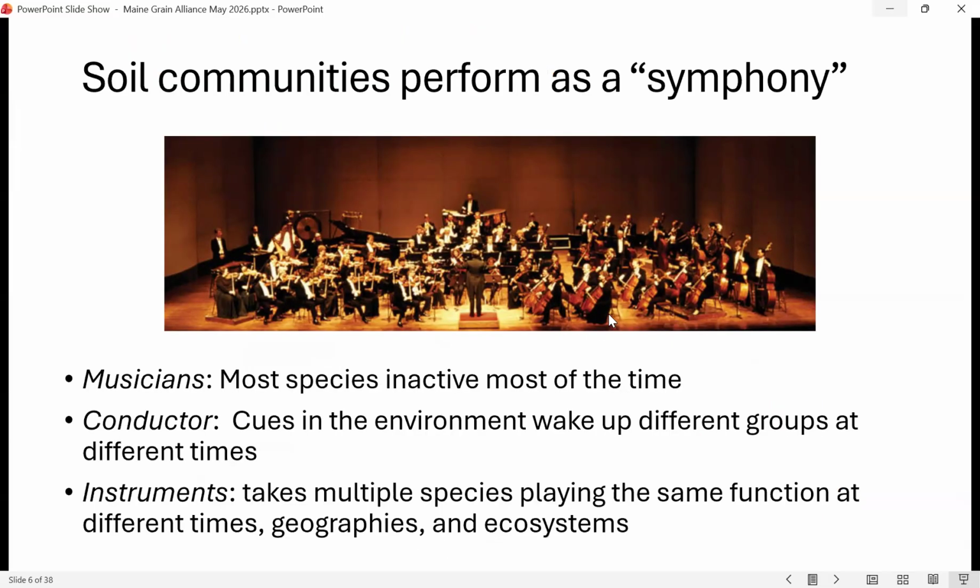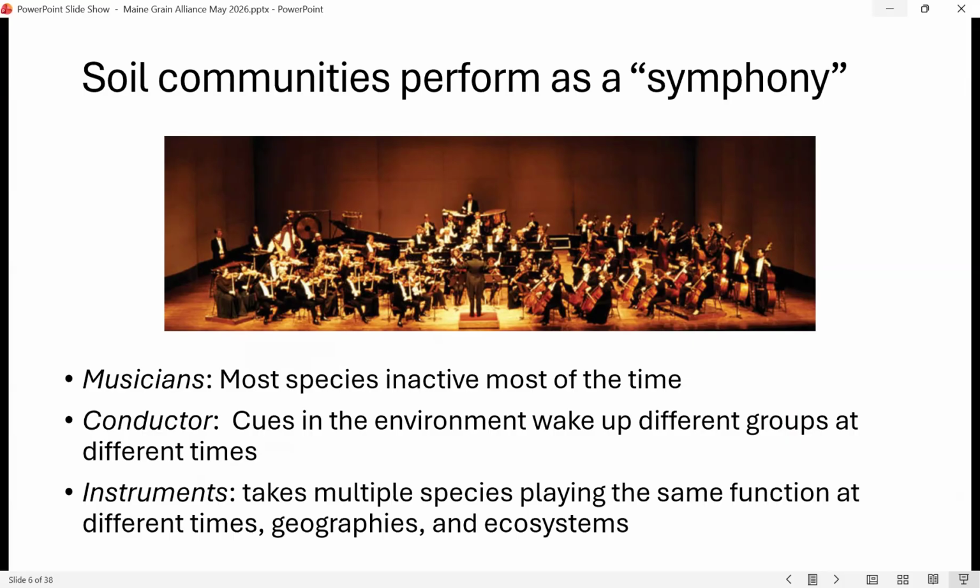So I like to use the analogy of a symphony to explain how soil communities perform. A lot of times when we talk about plant pathogens or biocontrol agents that are on the market, we're thinking about single species of pathogen or a single species of a biocontrol. But we're learning more and more and realizing that actually soils work best when you're thinking about multiple species together that are interacting with each other.